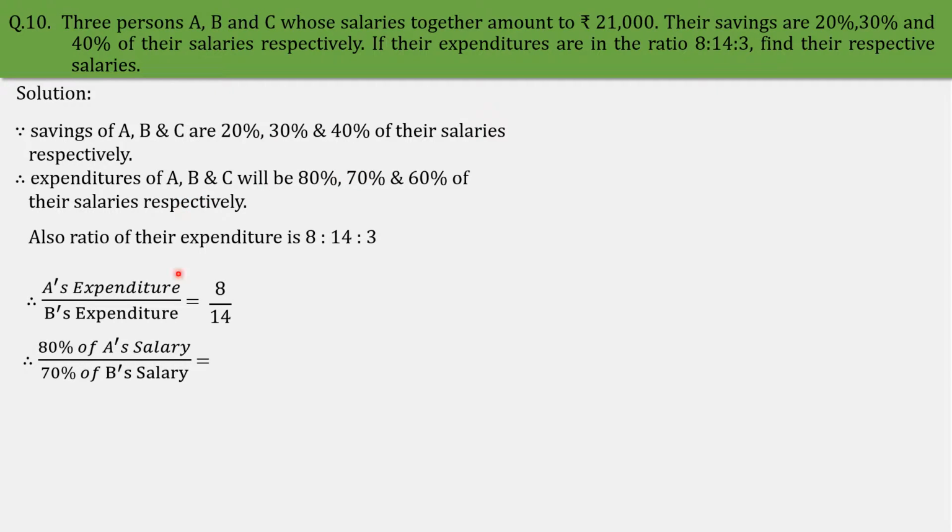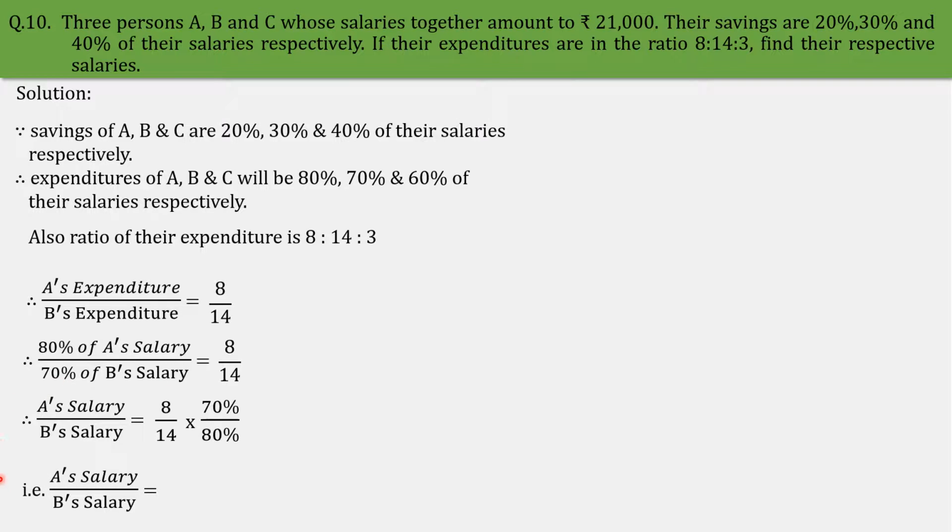So left hand side will be 80% of A's salary divided by 70% of B's salary equals 8 upon 14. Now sending this 80% upon 70% to the right hand side, we get A's salary upon B's salary equals 8 upon 14 multiplied by 70% upon 80%. Now simplifying this further, we get A's salary upon B's salary as 1 upon 2.